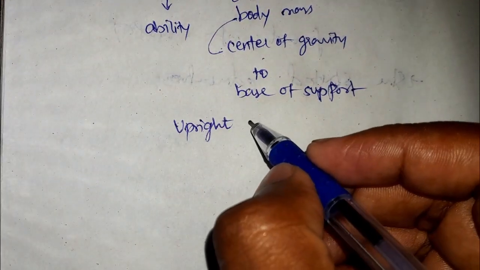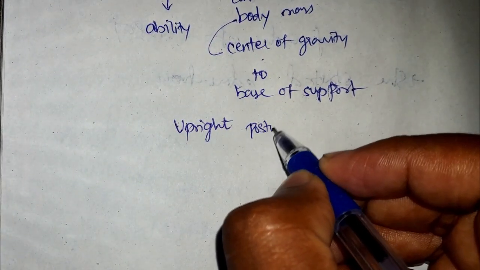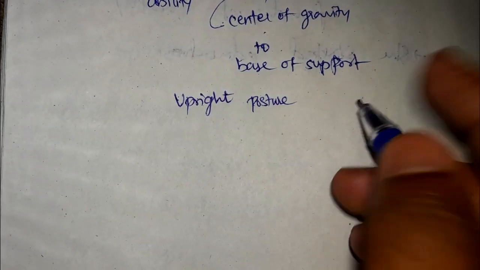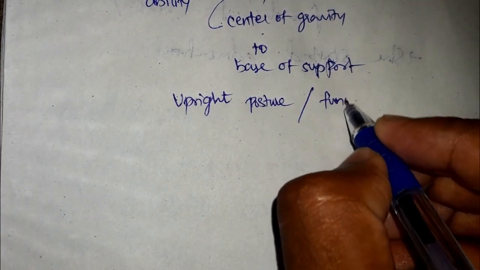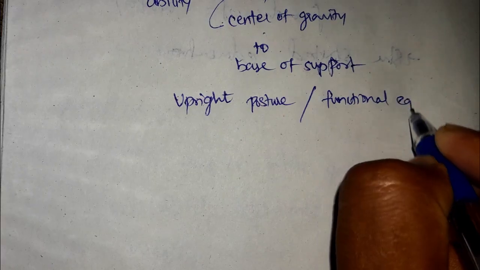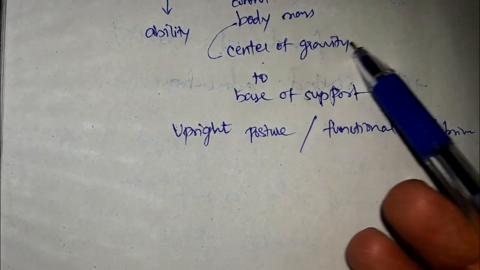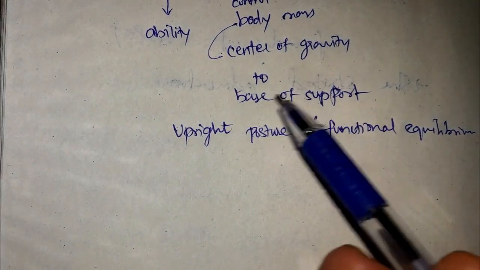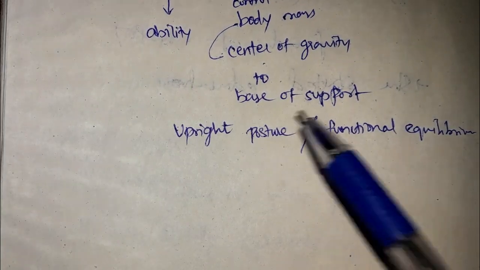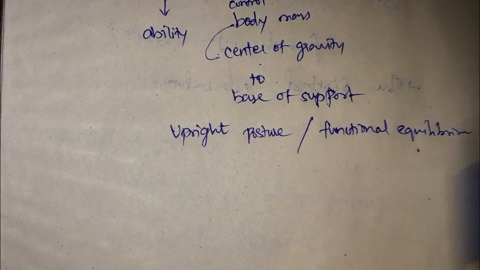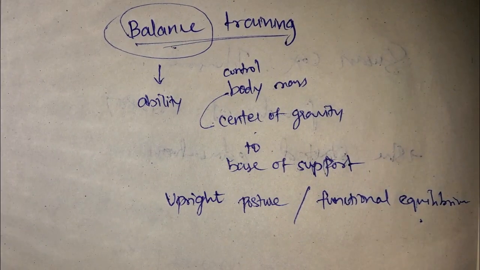So that we can maintain the upright position, upright posture, or functional equilibrium during dynamic activities. This is what balance is. So this is the definition of balance. Balance is the ability to control the body mass and the center of gravity to the base of support in order to maintain an upright posture or a functional equilibrium in dynamic activities.